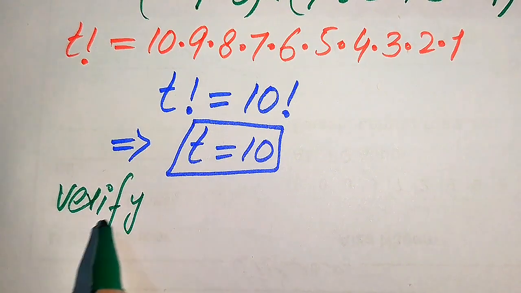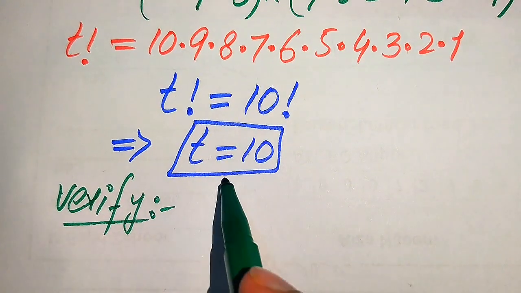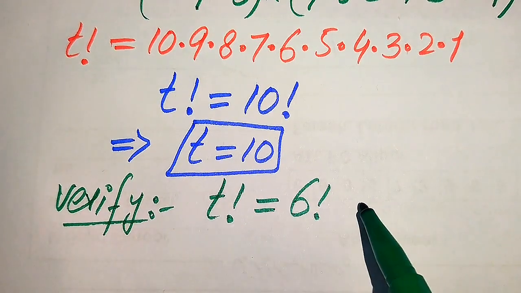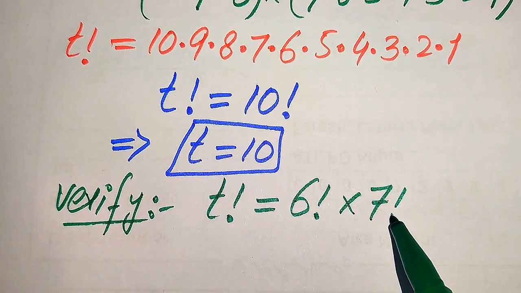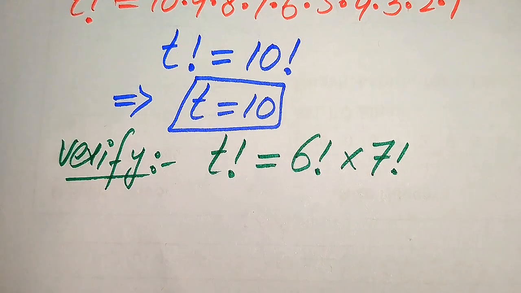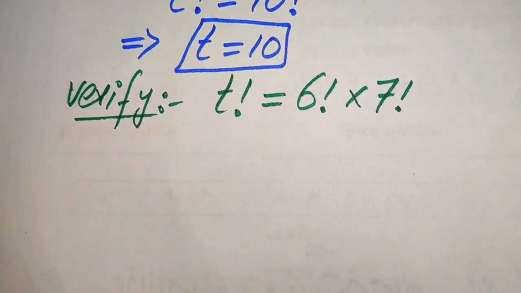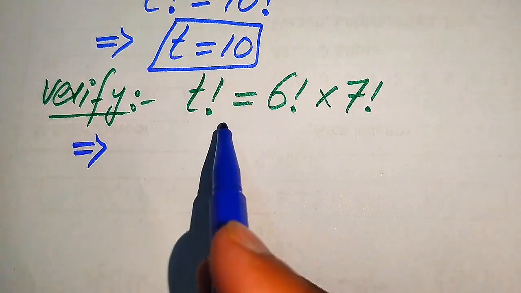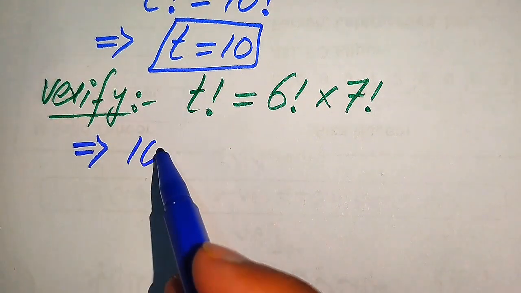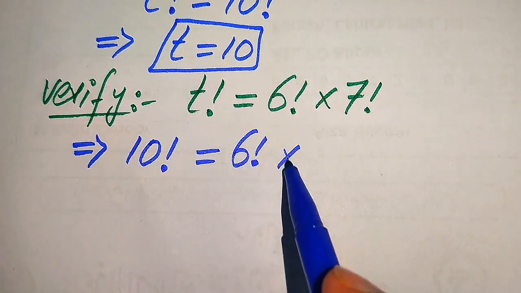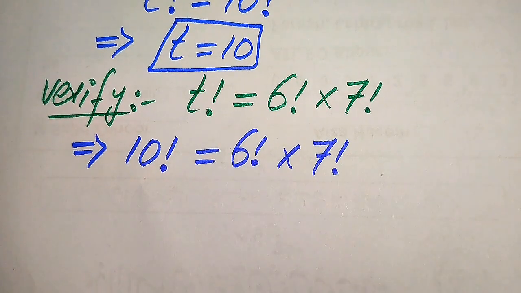is a solution of the given equation, or whether it is an extraneous root. For verification, we need to copy down the given question statement here. It is t factorial equals 6 factorial multiplied by 7 factorial. This is our given question statement. Now here we verify the value of t. We have t equals 10. We substitute this value into the left hand side of this equation, and it will be written as 10 factorial equals 6 factorial multiplied by 7 factorial.